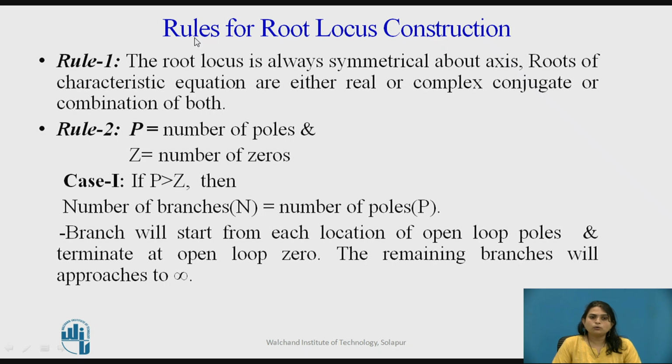Rule 2: P is the number of poles and Z is the number of zeros. Here two cases are there. If P is greater than Z, then the number of branches is equal to the number of poles. So a branch will start from each location of open loop poles and it will terminate at the open loop zeros. The remaining branches will approach infinity.